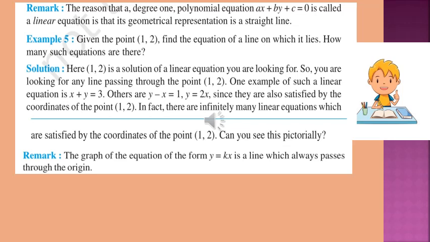Now one more thing you have to note down. The graph of the equation y equals kx, where k is any number, it may be y equals 5x. Just now we have seen that y equals 2x is a line which always passes through the origin. So when you have equations like y equals 5x, y equals minus 2x, y equals 3x, be sure that the line passes through the origin.